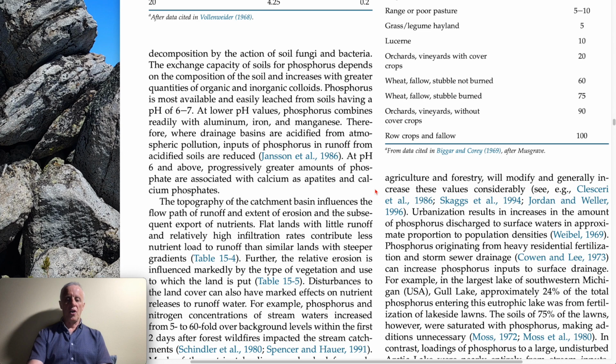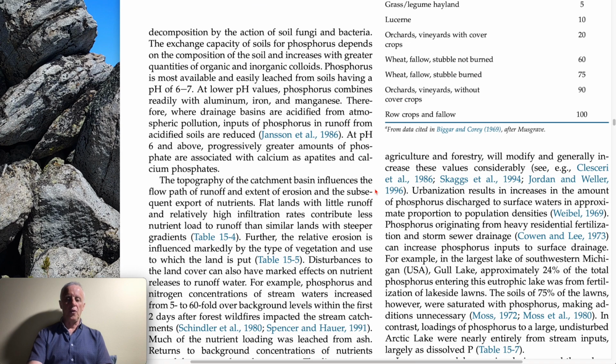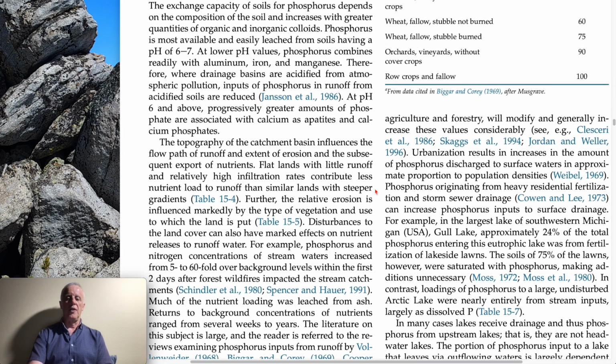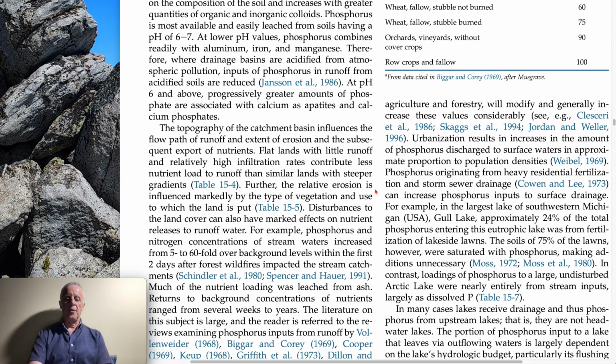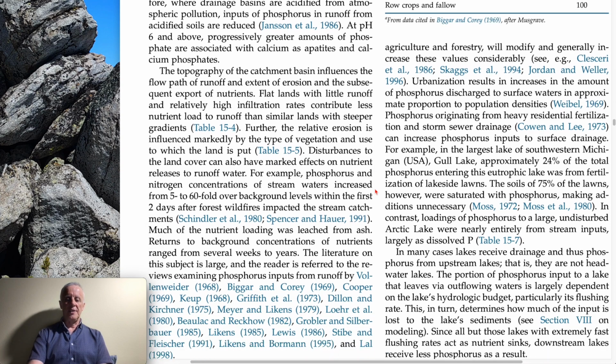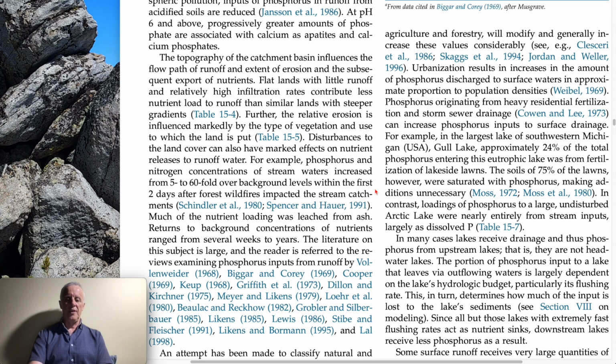The topography of the catchment basin influences the flow path of runoff and extent of erosion and the subsequent export of nutrients. Flatlands with little runoff and relatively high infiltration rates contribute less nutrient load to runoff than similar lands with steeper gradients. Further, the relative erosion is influenced markedly by the type of vegetation and use to which the land is put. Disturbances to the land cover can also have marked effects on nutrient releases to runoff water.